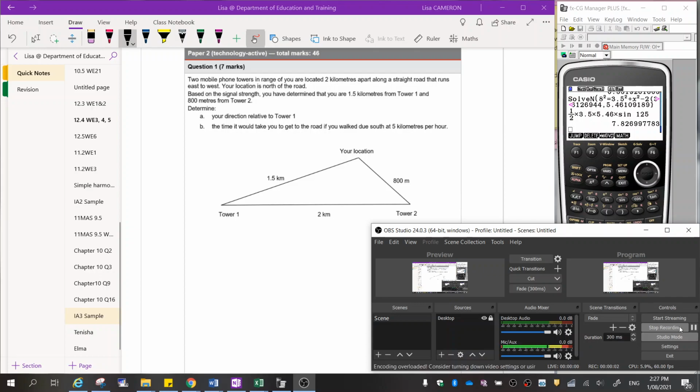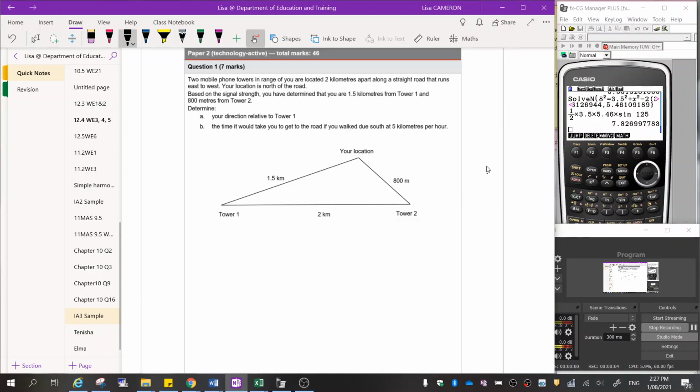Two mobile phone towers are in range and are located 2 kilometres apart along a straight road that runs east to west. Your location is north of the road. Based on the signal strength, you have determined that you are 1.5 kilometres from Tower 1 and 800 metres from Tower 2. Determine your direction relative to Tower 1, the time it would take you to get to the road if you walked for 5 kilometres per hour.